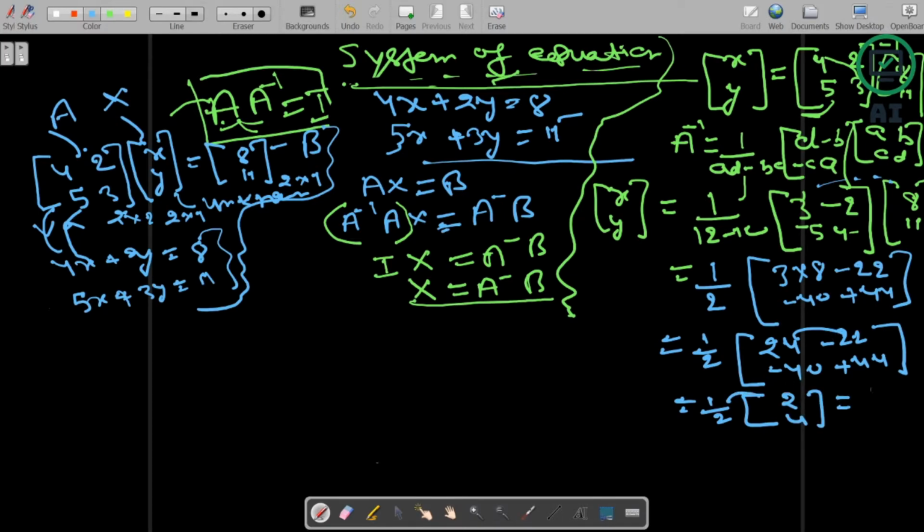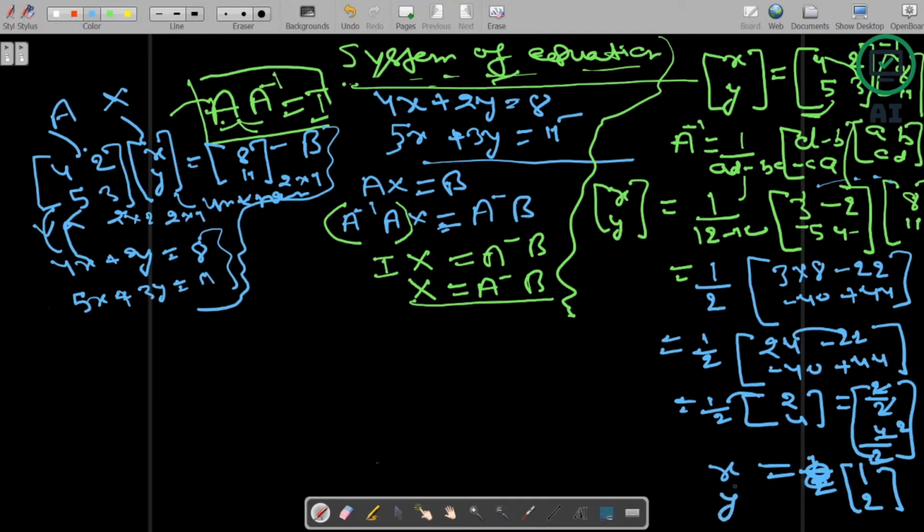So if you solve this one, what is this? 2 by 2, 4 by 2. It is cancelled, so it is 1 and 2. So it is equivalent to x and y. What is the value of x? The value of x is 1, value of y is 2. So we got it.